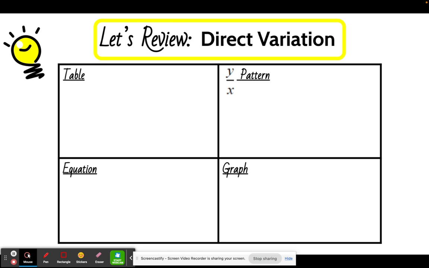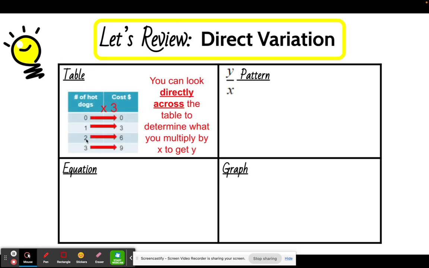Remember, we can find direct variation from a table. If we look straight across the table, we should be able to determine what you multiply x by to get y. The 0 is not real helpful because that could be any number. You multiply 0 by any number to get 0. But 1 times 3 will get you 3. 2 times 3 will get you 6. 3 times 3 will get you 9.